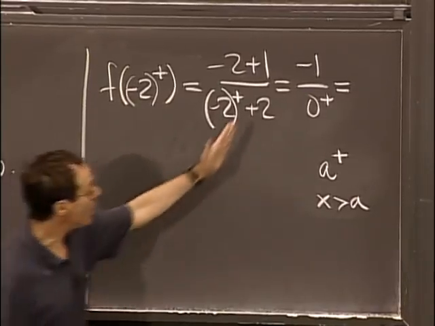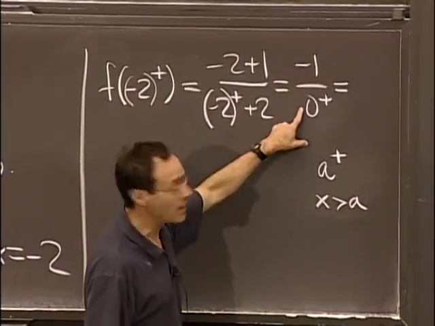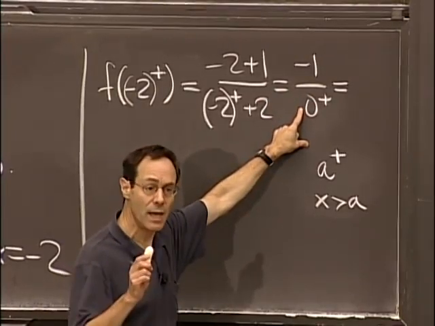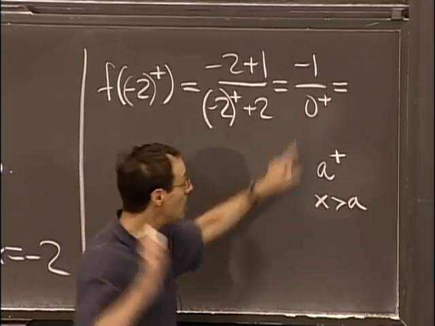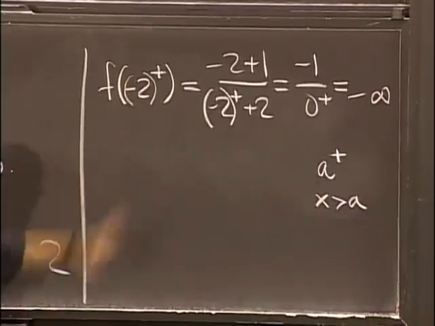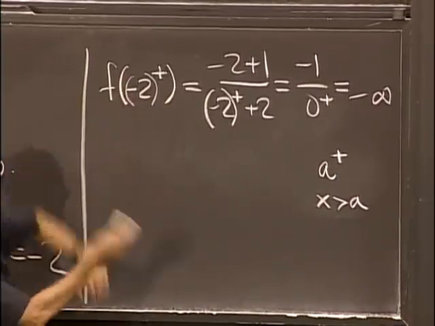All right, so now I've got a negative number divided by a tiny positive number. And so somebody want to tell me what that is? Negative infinity. Okay, so we just evaluated this function from one side.